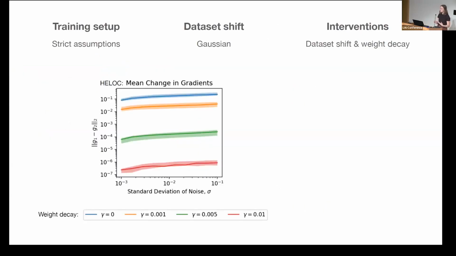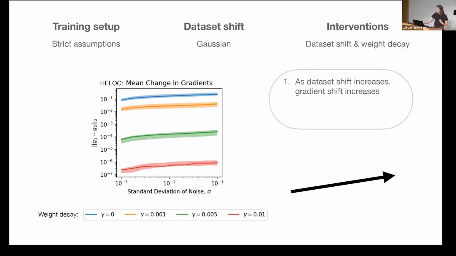So our first set of experiments, the really strict theoretical assumptions. This first graph shows results for the HELOC data set. The x-axis is the standard deviation of noise, so the size of the data set shift. And the y-axis is the gradient similarity. A higher score indicates that the gradients have shifted more, that explanation shift is larger. The first thing we notice is that as the data set shift increases, gradient shift increases as well, as expected. That's the general upwards trend on all of the different lines.